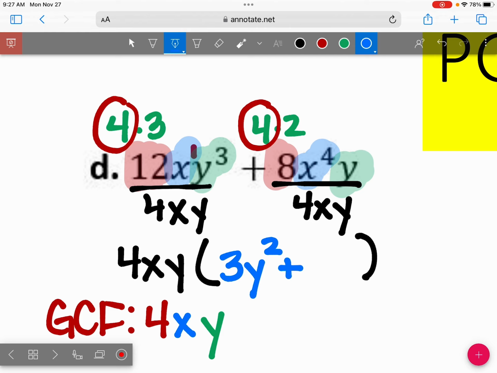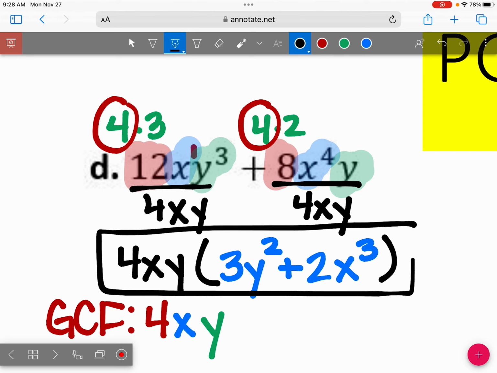8 divided by 4 is 2. And then when I subtract my x's, I have 4 minus 1. Show me with your fingers. How many would that give me? Yep, 3. And then what about y's? Do I have any y's? Nope. And that would be your final answer. And that's finding the GCF.